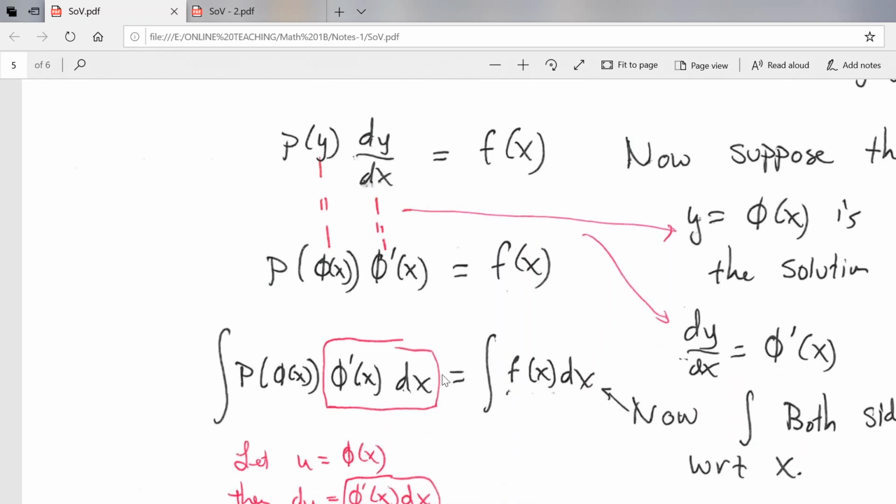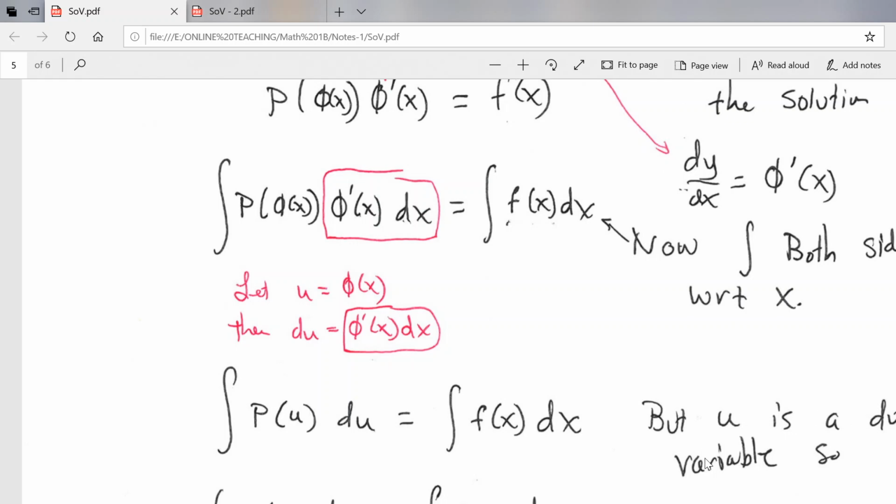Now we're going to integrate both sides with respect to x. And so I've got the integral of p of phi of x times phi prime of x dx equals the integral of f of x dx. This actually takes a u substitution. If I let u be phi of x, then du is phi prime of x dx. And look, phi prime of x dx is right there. So then when I substitute, I have the integral p of phi of x. Well, phi of x is u, so that's p of u, and then du. And then on the other side, since we're integrating both sides with respect to x, I just get the integral of f of x dx.